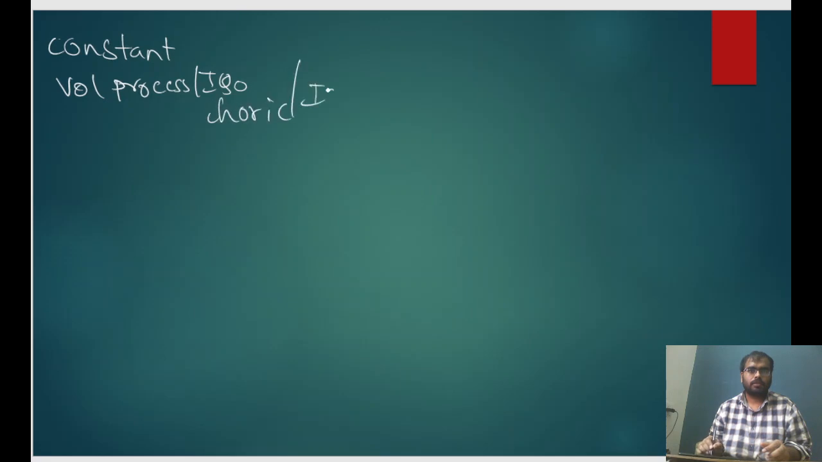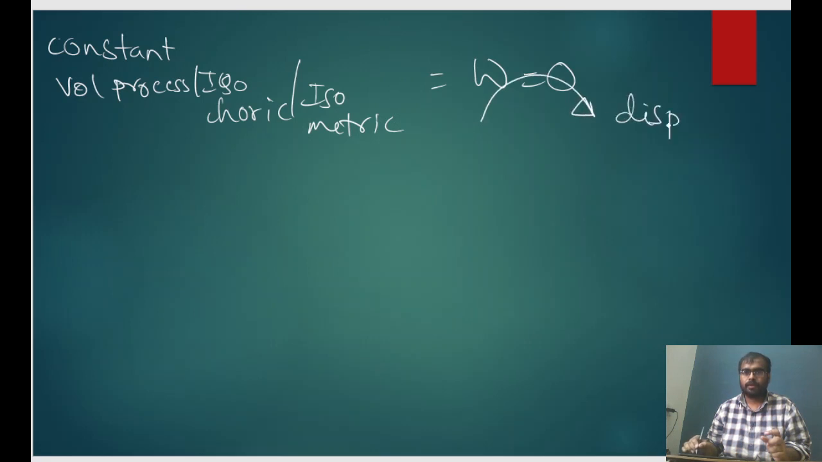Okay. So the first process is the constant volume process. Sometimes this is also called an isochoric process, isochoric, and isometric also. The formula for work done is 0. The displacement work is 0. You have to say displacement work is 0.